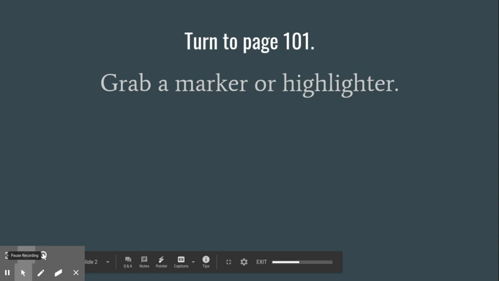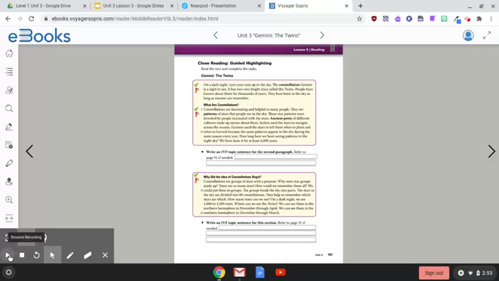Now turn to page 101 in the student book. For this activity, you're going to need a marker, a highlighter, or a colored pencil, or a different colored pen. Proficient readers preview text features such as headings and graphics. They reread text slowly and carefully to gain understanding. Proficient readers monitor their thinking while reading to be sure that each sentence and paragraph makes sense. They also look for answers to big idea questions.